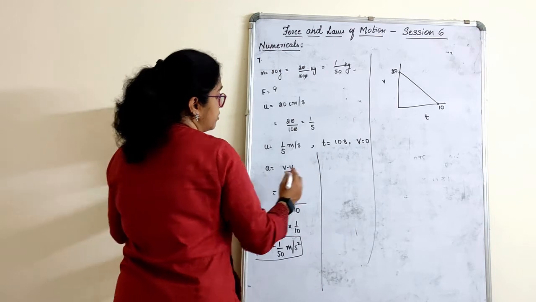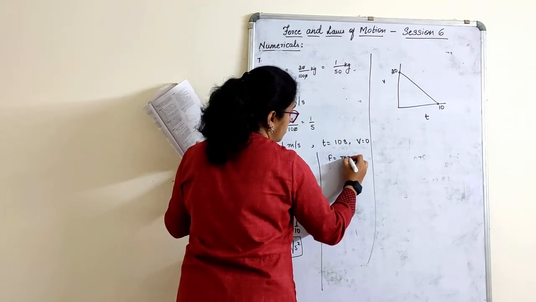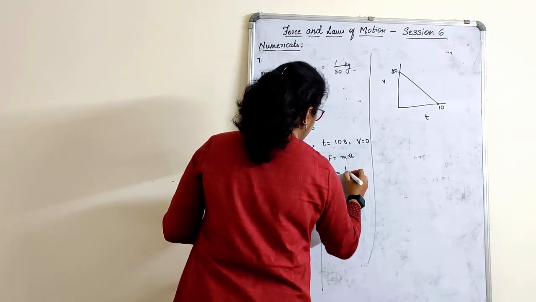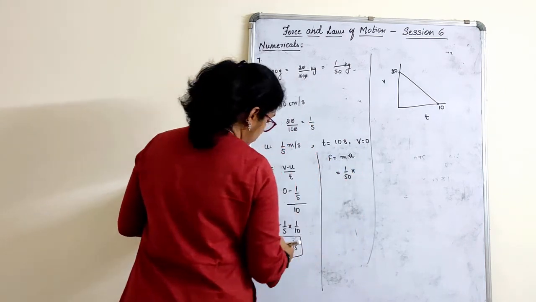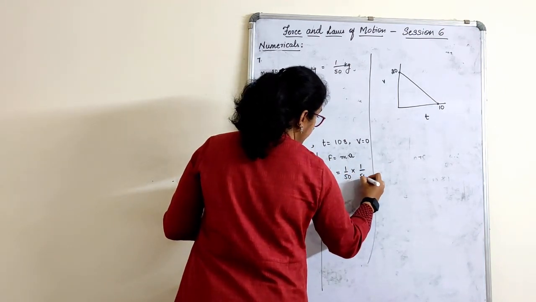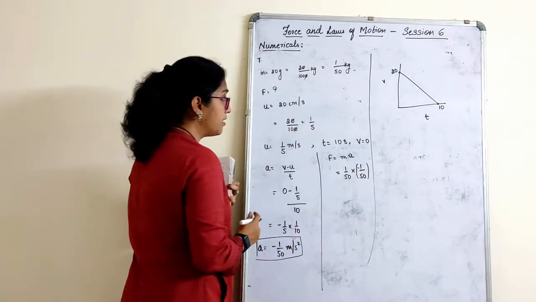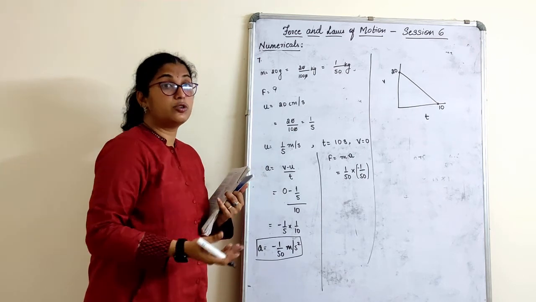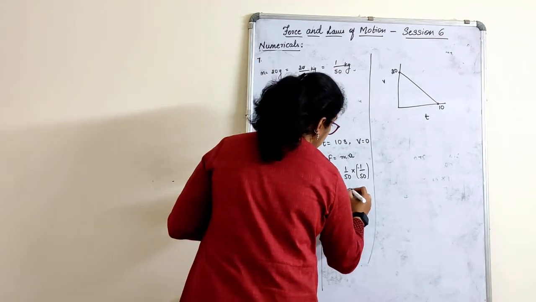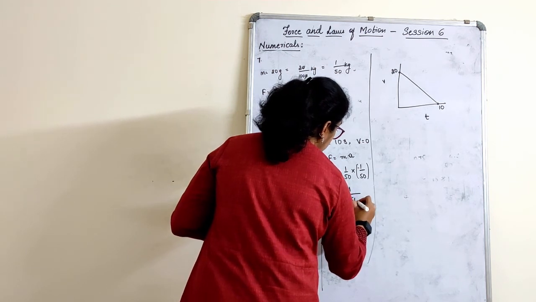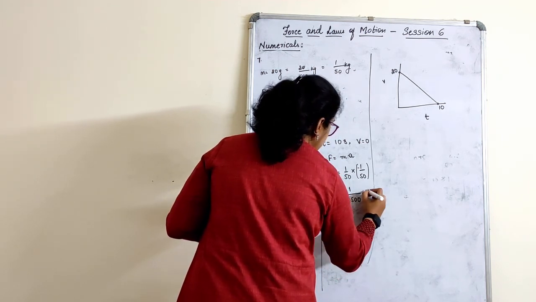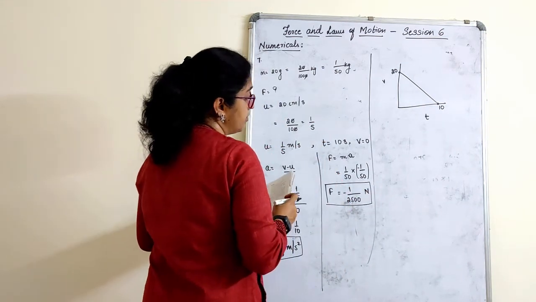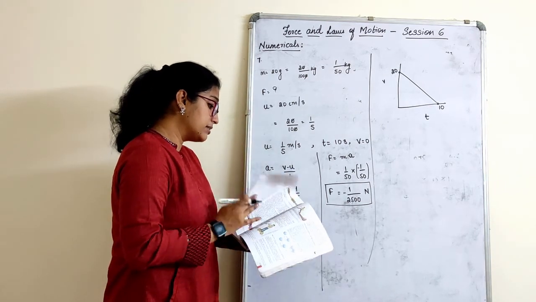What do we have to calculate? Force. Force is equal to mass into acceleration. What is mass? Mass is 1 by 50 into acceleration, which is also minus 1 by 50. It is minus because whenever a body is brought to rest, the force is acting in the opposite direction. So 1 upon 2500. You can keep it as it is, or if you want you can convert it, divide it and get the answer, or the answer can be kept as it is.